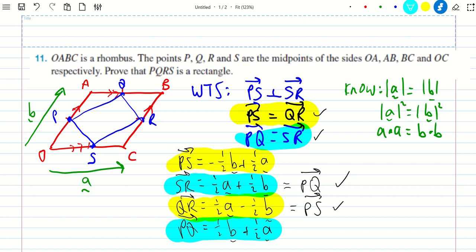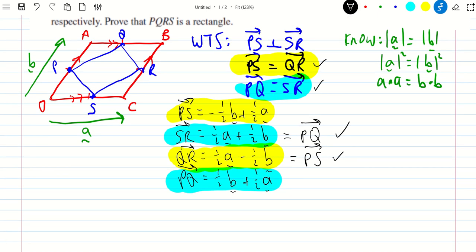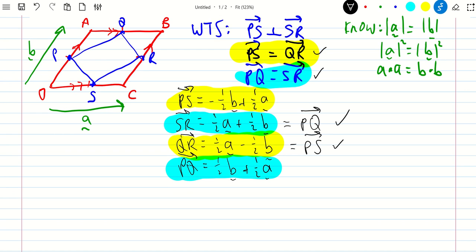So if you're trying to prove that 2 things are perpendicular, what you're trying to do is show that the dot product is equal to 0. That will give us perpendicular angles. So let's have a look at this and give it a bit more space because I might need it. So here we go. So PS perpendicular to SR. So let's have a look at the dot product of PS dot SR. And we're crossing our fingers and hoping that this thing is equal to 0.